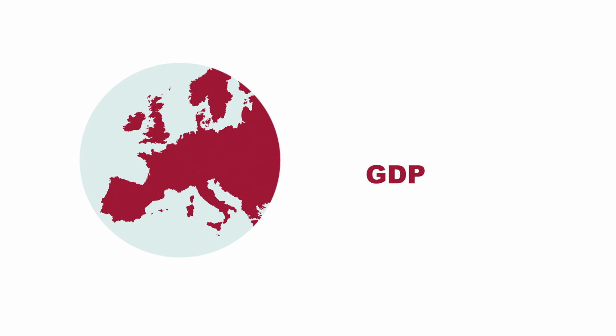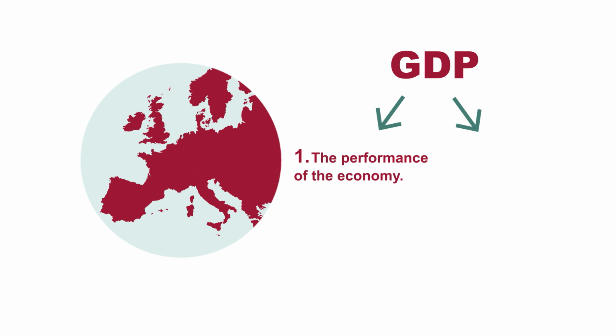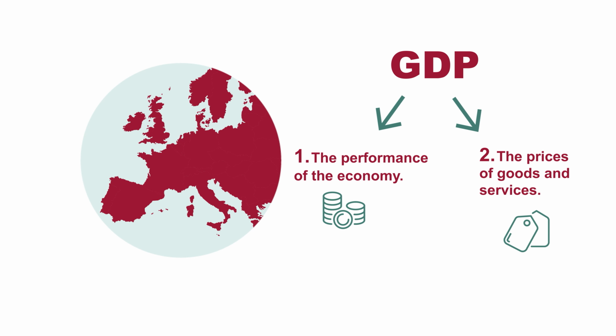GDP measures wealth in monetary terms. This monetary value may grow, decrease, or remain stable. The variation may be due to two factors: the performance of the economy. The better an economy performs, the more wealth it creates, and vice versa, and the prices of goods and services.